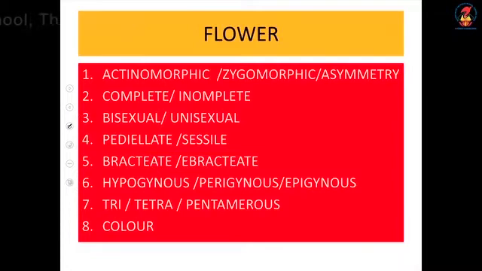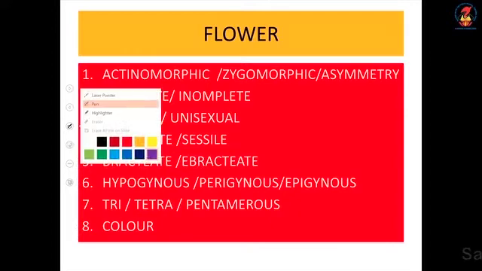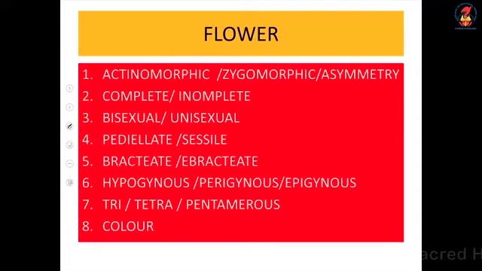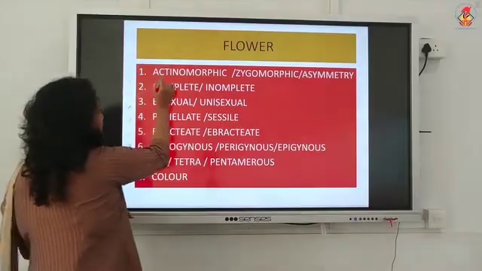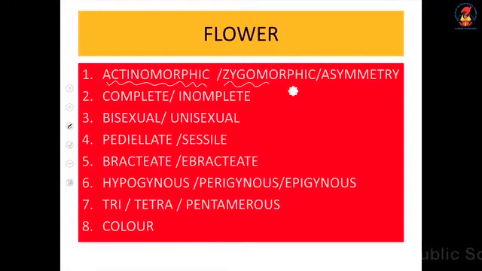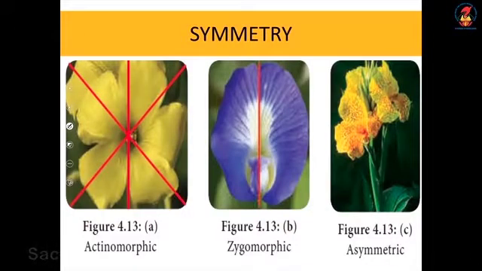Yes, this is the key for flower. Okay, so we are going to analyze each lead. There are totally 8 leads. First lead is whether the flower, there are 3 options, whether the flower is actinomorphic, zygomorphic or asymmetrical. So, this is the symmetry of the flower. For this, I have another slide.